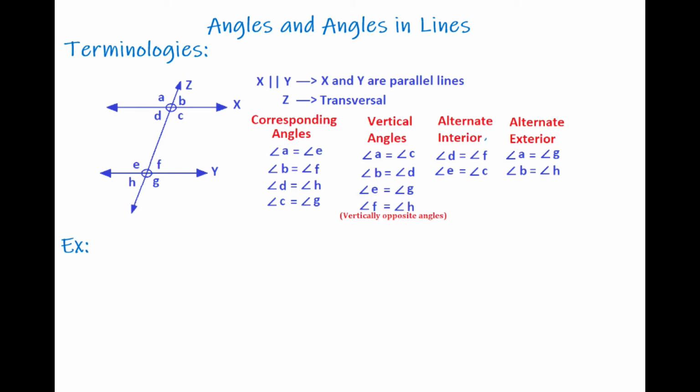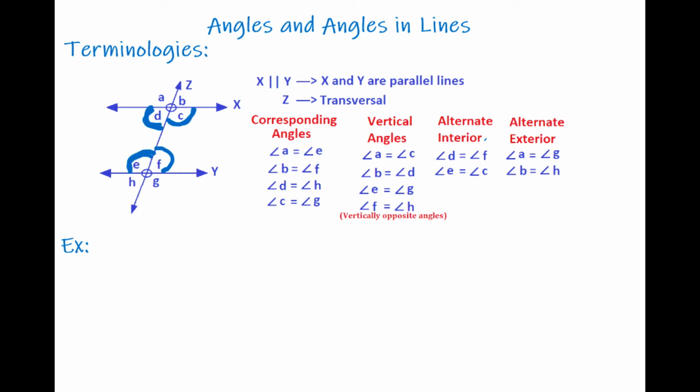And for alternate interior, D is equal to F. So D is right here and F is right here. Why? Because X and Y are already parallel to each other. So those angles, D and F, are called alternate interior angles, and these are also equal to each other. Similarly, angle C right here is equal to the angle E as well.